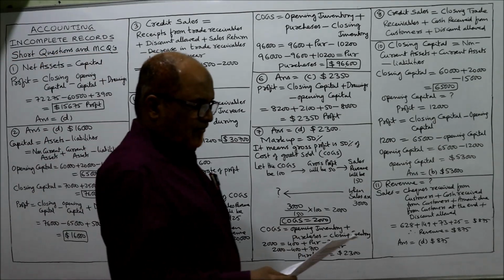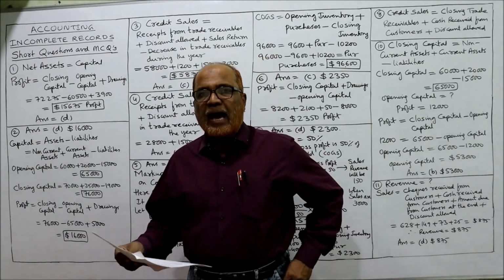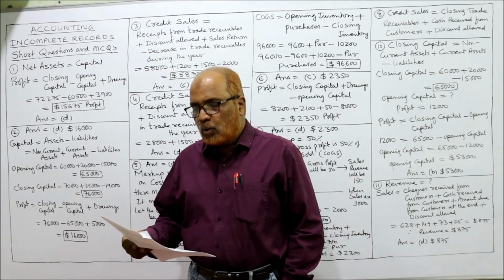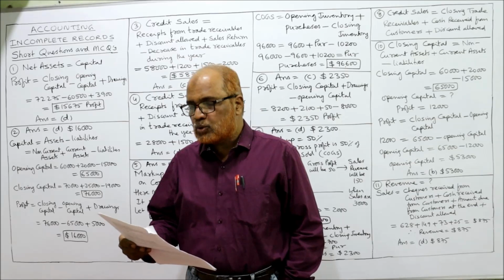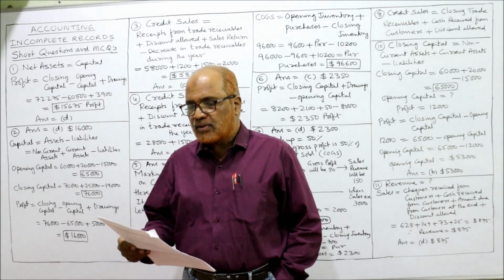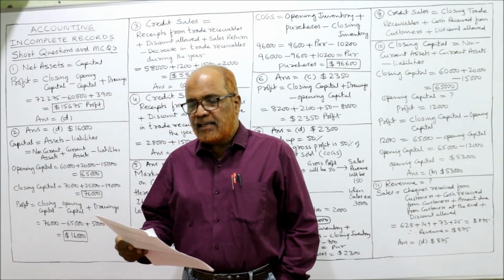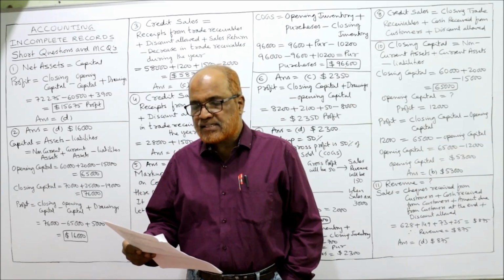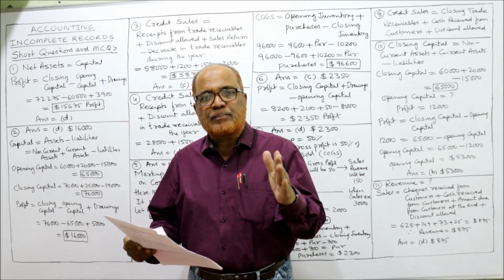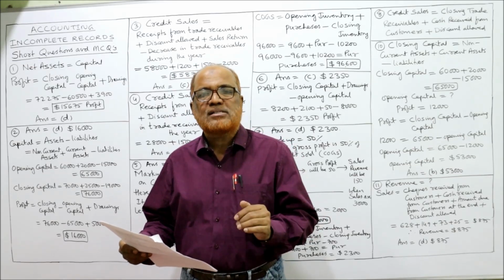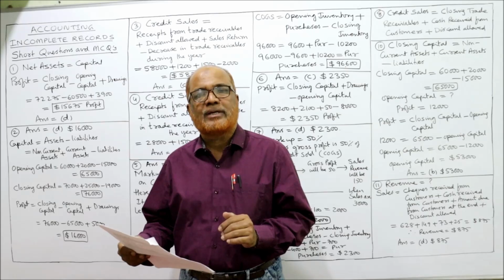Come on. First question. I'm reading out the first problem. Newell provided the following information for the year ended 31st March 2021. Drawings for the year 3,900. Net assets at 1st April 2020. That means the beginning of the year is 1st April 2020 and the end of the year is 31st March 2021.